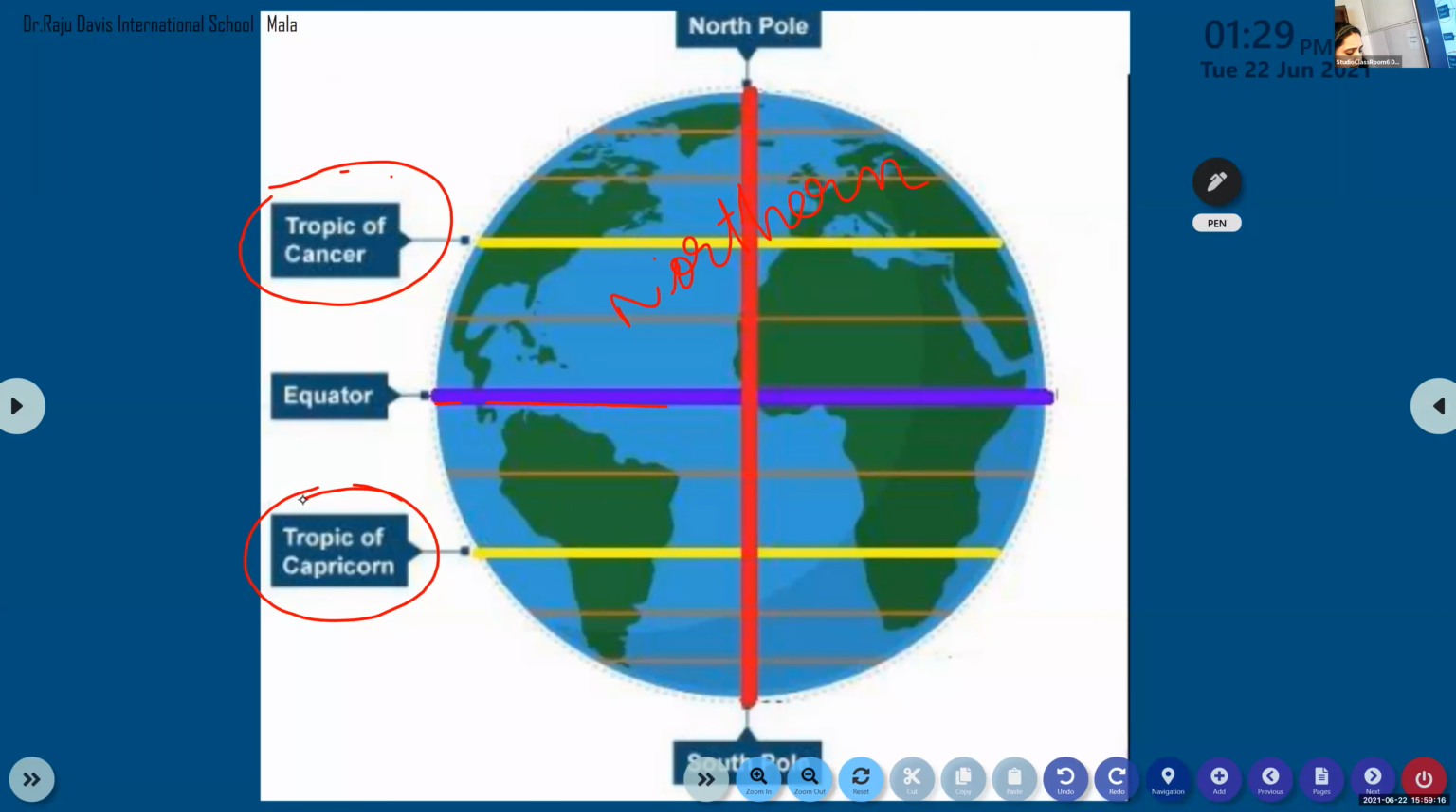Now say the answer. The Tropic of Cancer is in which hemisphere? Northern or southern? Northern hemisphere. Then the Tropic of Capricorn is in which hemisphere? Northern hemisphere or southern hemisphere? Southern hemisphere.